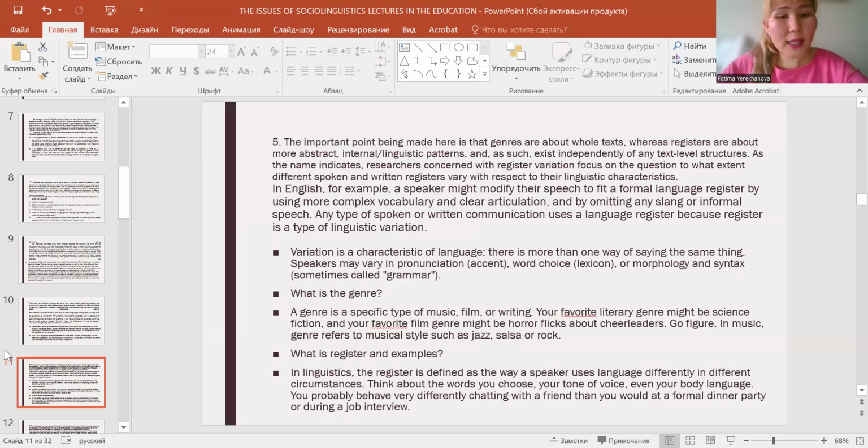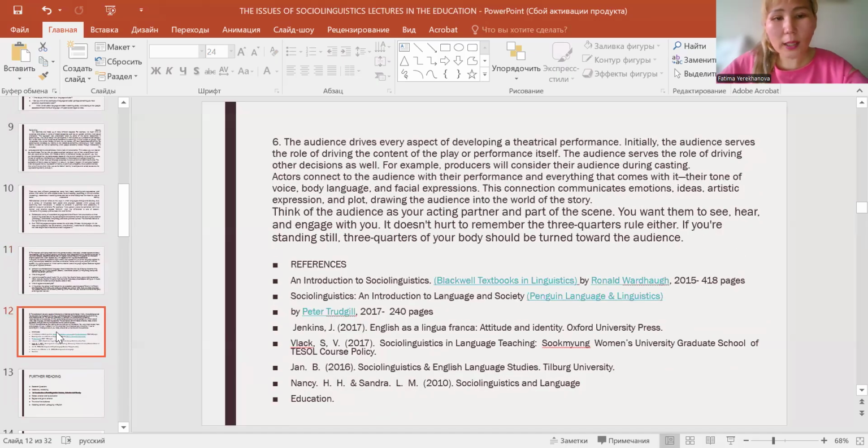So what is the genre here? Genre is a specific type of music, film or writing. For example, when you talk about TV shows or films, movies, we can say comedy, drama, horror films, action, documentaries, and adventures. So we are talking about genre. Reality show, for example, when it comes to TV shows. This is very easy actually to understand.